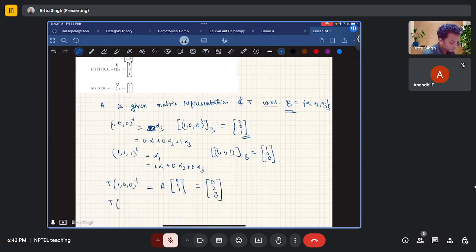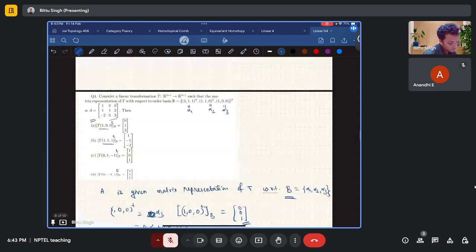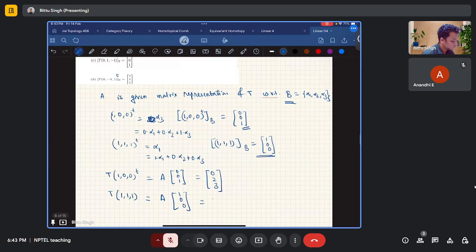Now T applied on 1 1 1 is simply A times, what is the coordinate of 1 1 1? It is 1 0 0. A times 1 0 0, so this is the first column. What is the first column? It is 1 1 minus 2. So we are getting 1 1 minus 2 here.